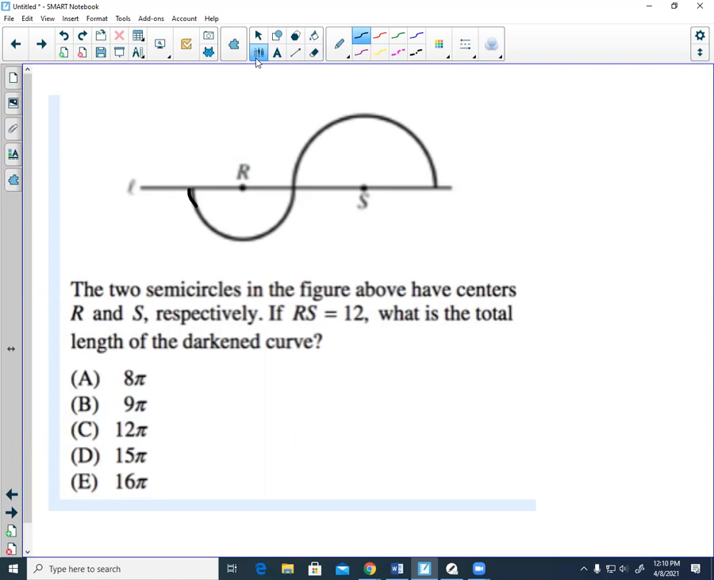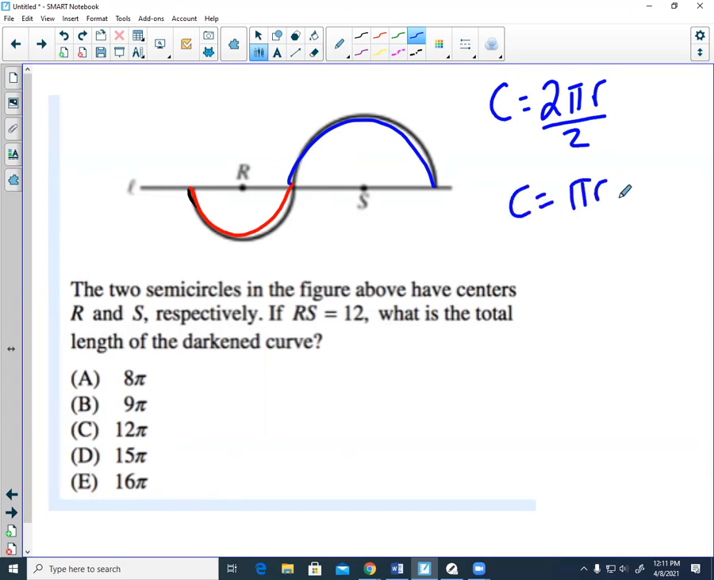So the first thing says that I'm trying to find the length of the two semicircles when they're connected, right? So I want to find the length of one of the semicircles down here, and then the length of the other semicircle up here. In order to find the length of a semicircle, I'm talking about the distance around the circle, which is the same thing as the circumference. So I'm trying to find the circumference, which is 2 pi r, but I'm only finding half of the circumference, which means I have to divide it by 2. So I have two different circumferences to find. One of them is pi r, and the other one is also pi r, but they're going to have different radii, right?